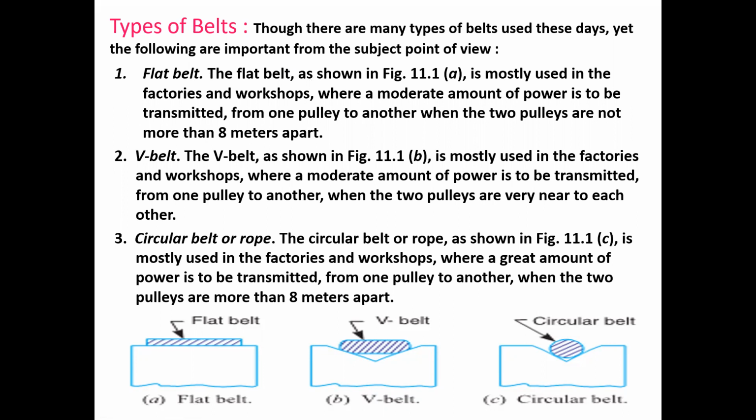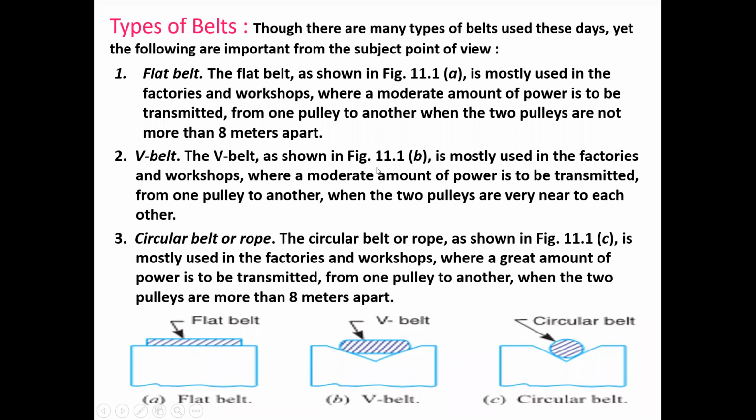So how do we say that it is a flat belt? That is mainly based on the cross section. So that is the flat belt. Another condition for the flat belt is when the two pulleys are not more than 8 meters apart. That is generally where the flat belt is used.